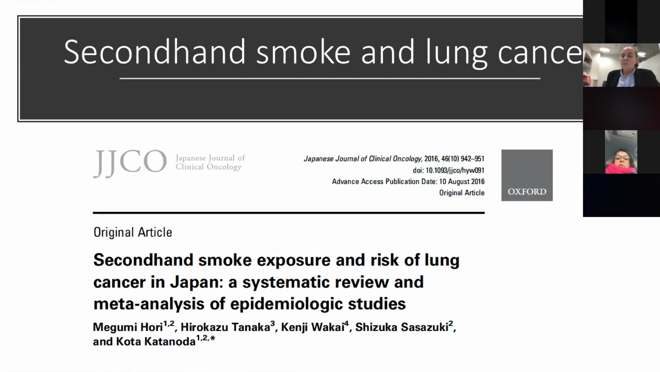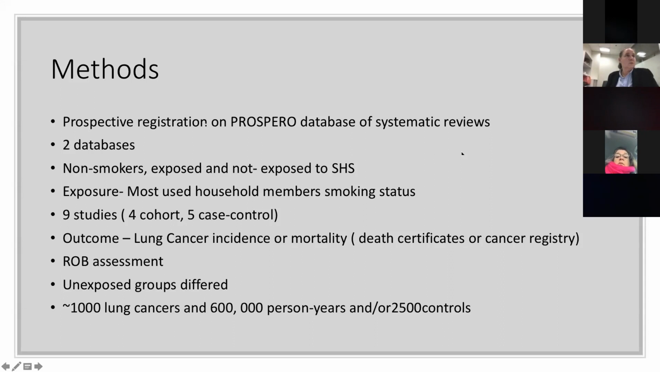The other one I'm looking at for long-term exposures is secondhand smoke and lung cancer in a Japanese population. This is also a systematic review and meta-analysis of observational studies in Japan. And they did a lot of things right for a systematic review. They registered on Prospero. They only looked at 2 databases. The people that they were studying were lifetime non-smokers who had been exposed or not exposed to secondhand smoke. The exposure status, again, was not terribly objective. It was a question on whether a member of your household smokes. So there was, again, no objective measurement of air quality or air pollution status.